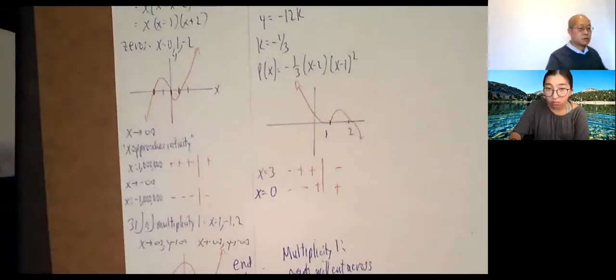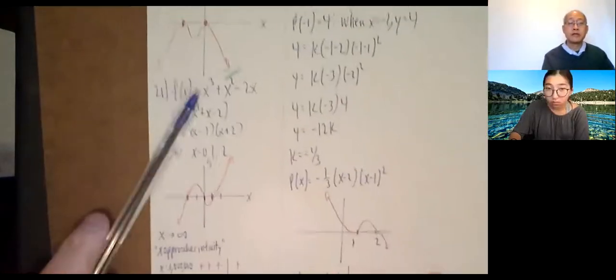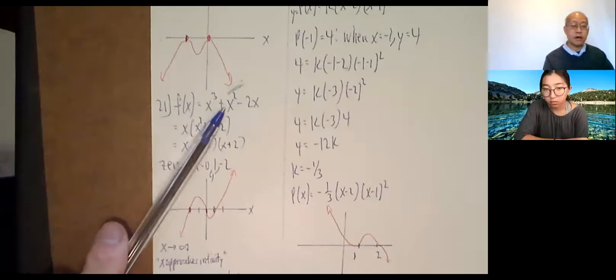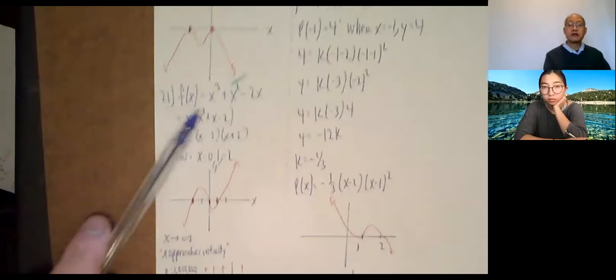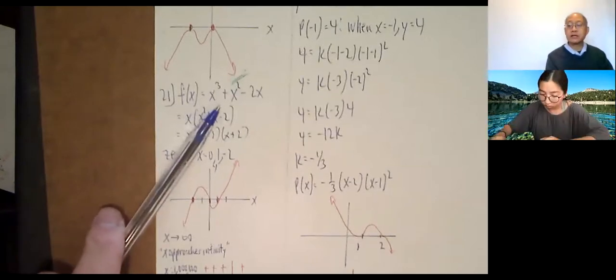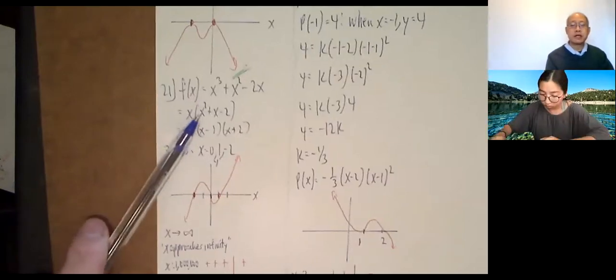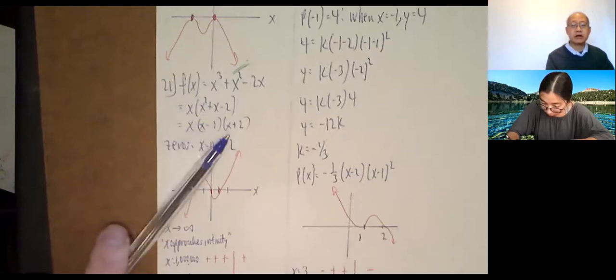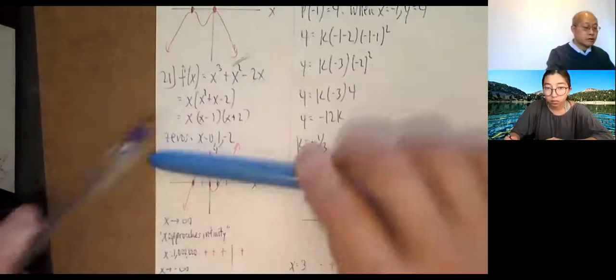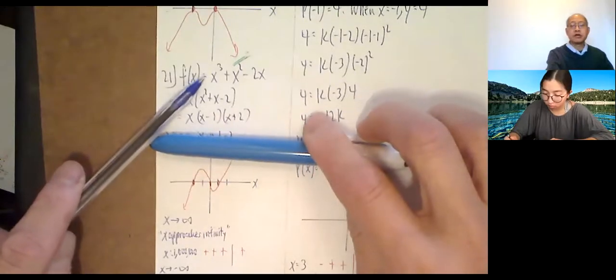Okay, so I have that here. X cubed plus x squared minus 2x. So first do some factorization, as we know, right? So this factors into, take out a common factor of x, parentheses x squared plus x minus 2. This factors into x times x minus 1, x plus 2. All right, so here's the original cubic.